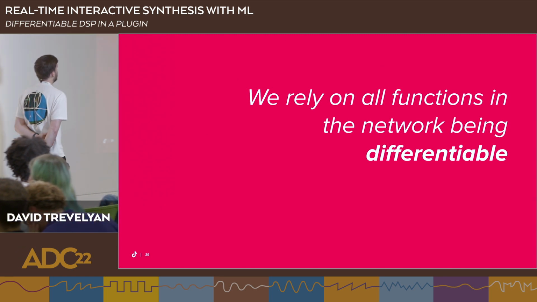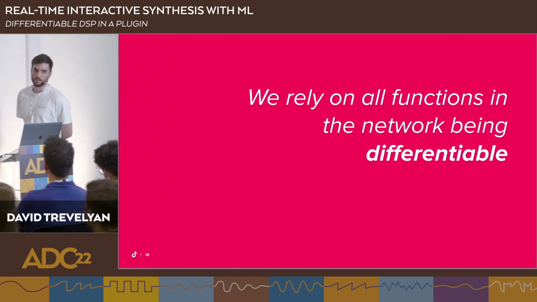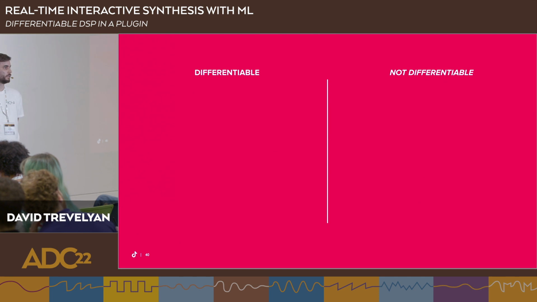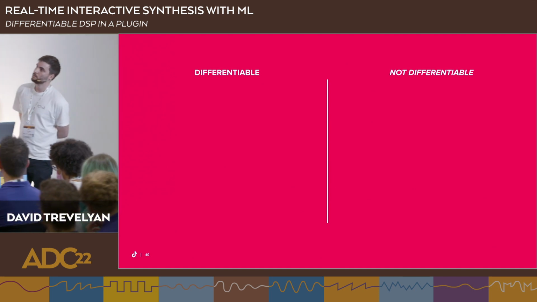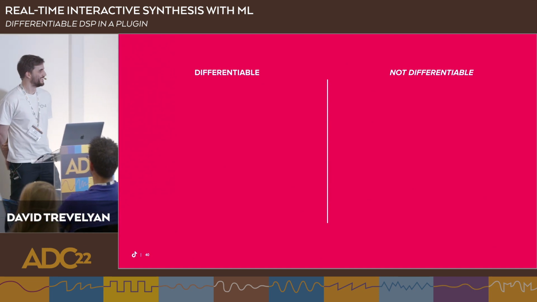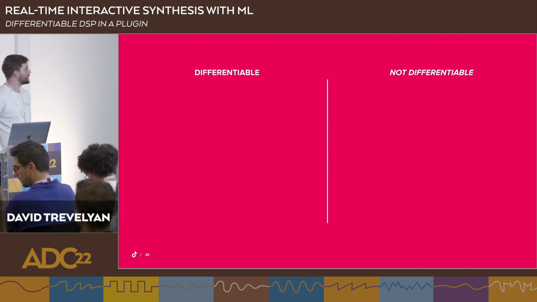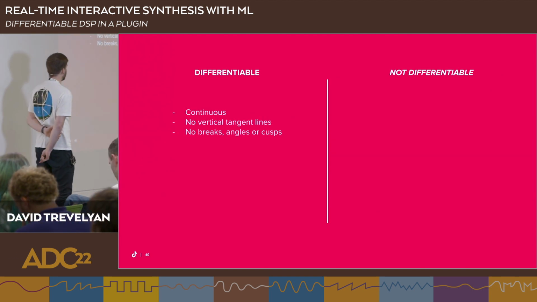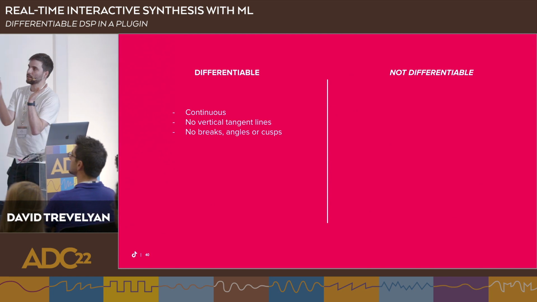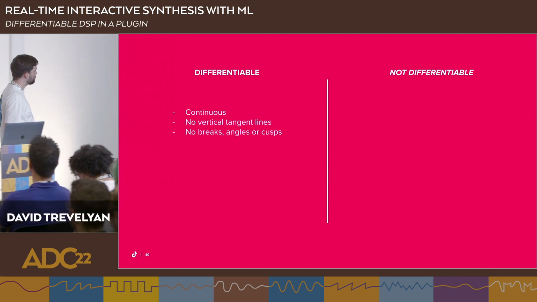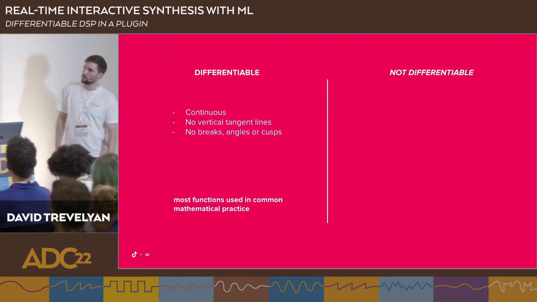All right. The thing that this relies on in order to work is that all functions in the network are differentiable. So what does that mean? Differentiable functions versus not differentiable. I'm not a mathematician, so I apologize in advance to mathematicians in the room. Perhaps that might make you cringe a little bit, but differentiable functions are continuous. They don't have vertical tangent lines, they don't have breaks in them, they don't have angles in them, and they don't have cusps. In practice, this is most functions used in common mathematical practice.